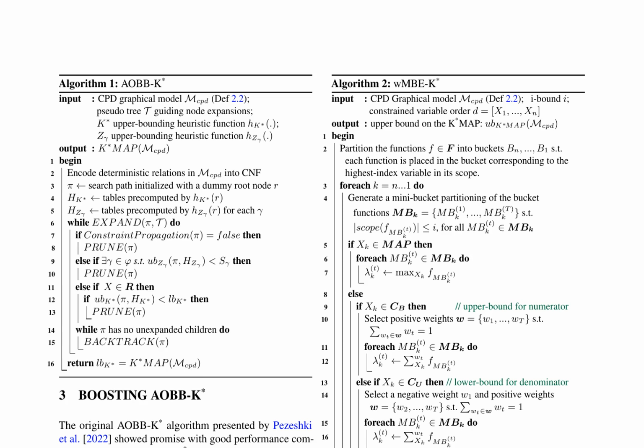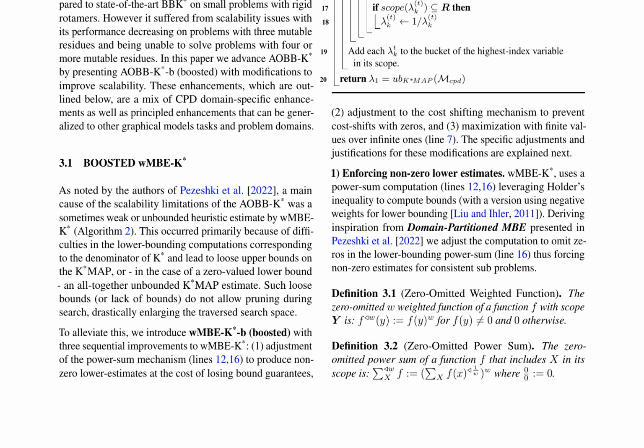This is achieved through the use of zero-emitted weighted functions and power sums. Second, the cost shifting mechanism is modified to prevent cost shifts with zeros. Finally, maximization with finite values over infinite ones ensures consistent subproblem bounds. These enhancements aim to produce more accurate and reliable estimates.